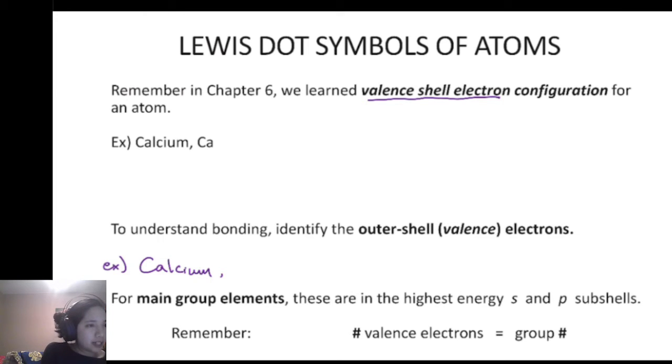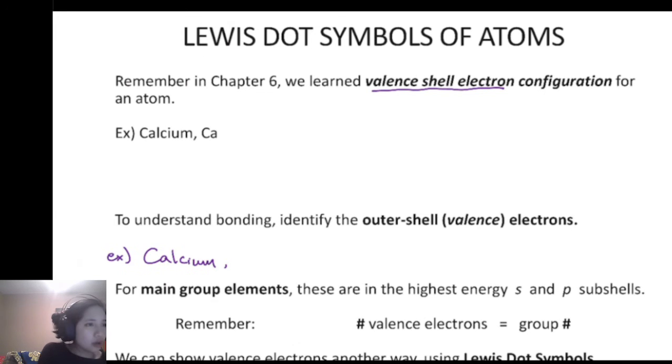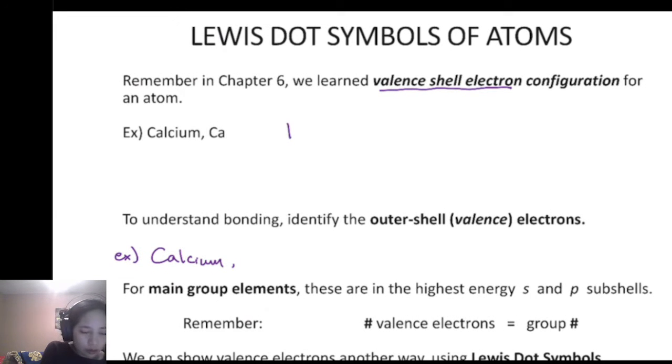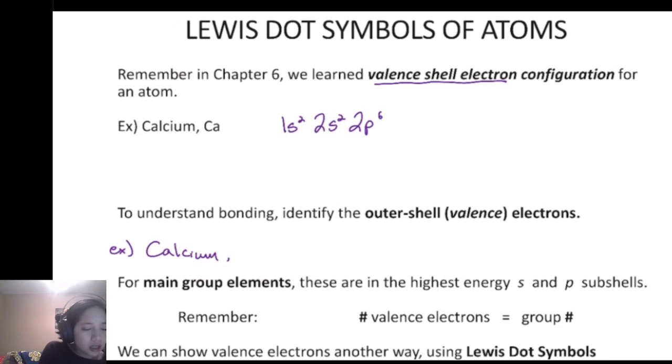If we take calcium, let's write out its whole electron configuration. It is 1s2, 2s2, 2p6. We have to go to 20 electrons: 3s2, then 3p6, and then 4s2.